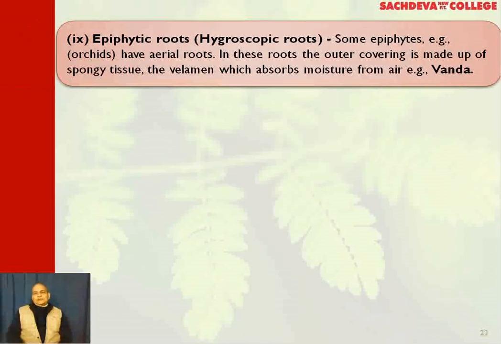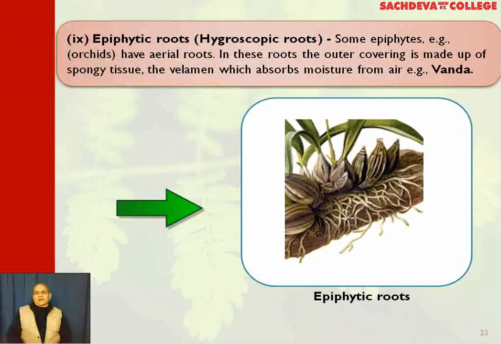Epiphytic roots, they are hygroscopic roots. Some epiphytes, for example orchids, have aerial roots. In these roots, the outer covering is made up of spongy tissue, the velamen, which absorbs moisture from the air. Epiphytic plants are those which grow on other plants and just take shelter from the plants. You can see this is an orchid growing as an epiphyte, and you can see these epiphytic roots which are characterized by velamen, which helps in the absorption of moisture from the atmosphere.